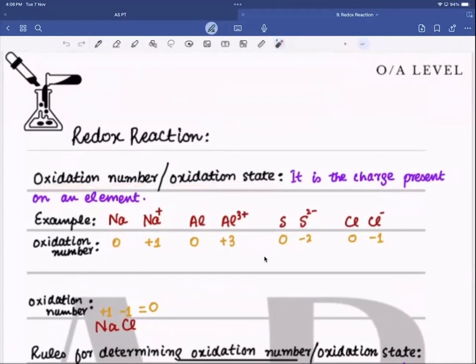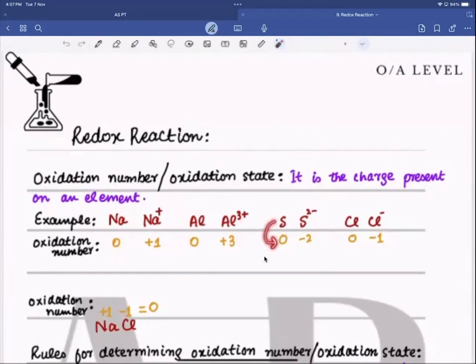means. So basically, when we talk about oxidation number or oxidation state, it is the charge present on an element. For example, we have sodium, and it has no charge, so its oxidation number is 0. We have a sodium ion, its charge is +1, so its oxidation number is +1. In the same way, aluminium's oxidation number is 0, and here aluminium's oxidation number is +3.